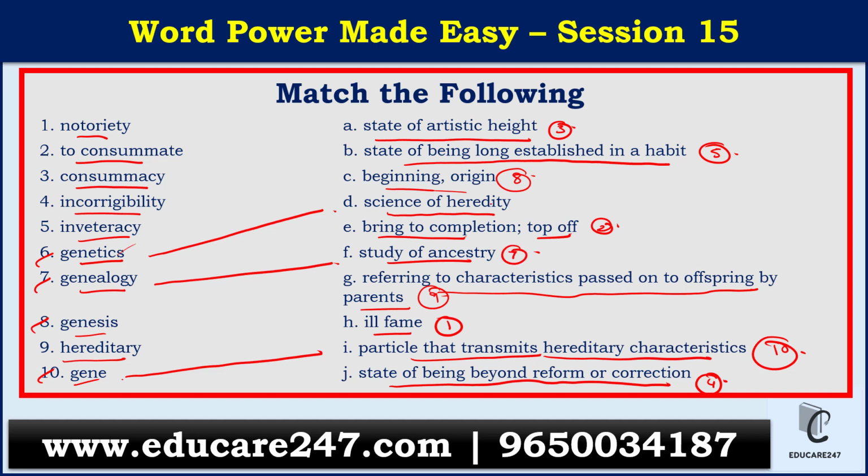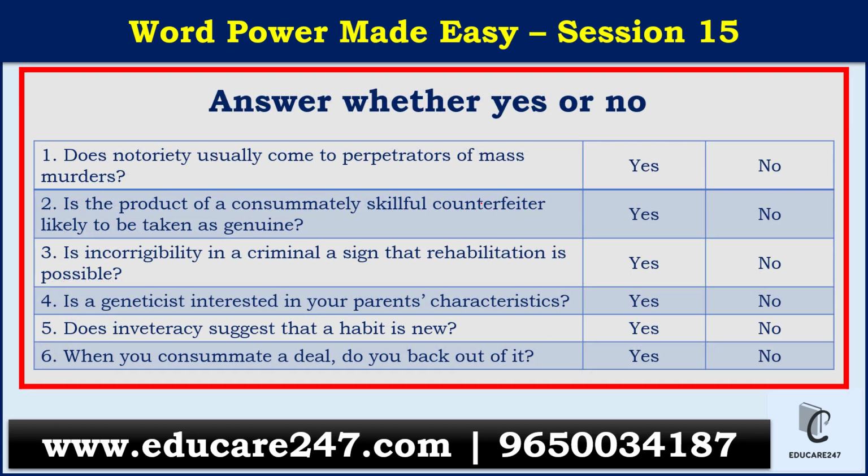So you could just watch if you have any doubts. So let's move on to the next part. Answer whether yes or no. So we have 10 questions. So we'll try 12 questions actually. So we'll try to answer them whether yes or no. Does notoriety usually come to perpetrators of mass murders? So notoriety is usually well known for bad deed. So definitely yes, mass murder is a bad deed.